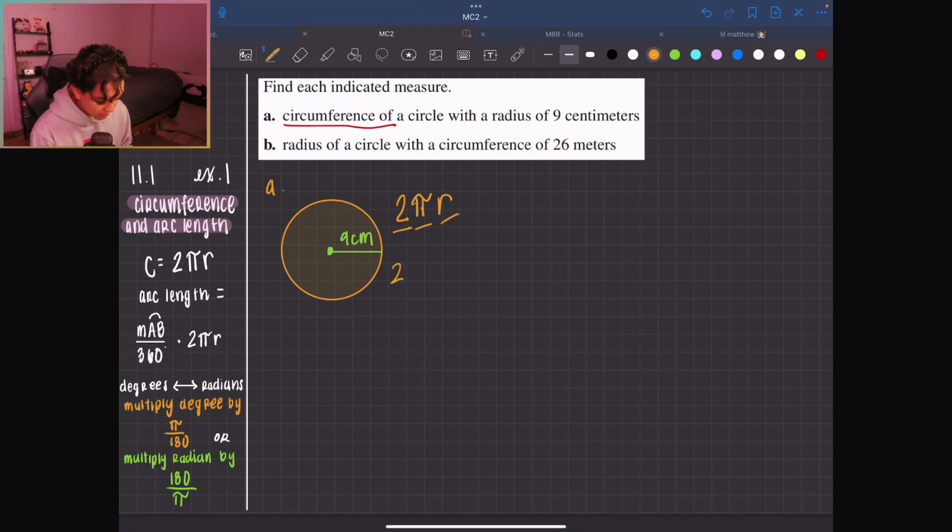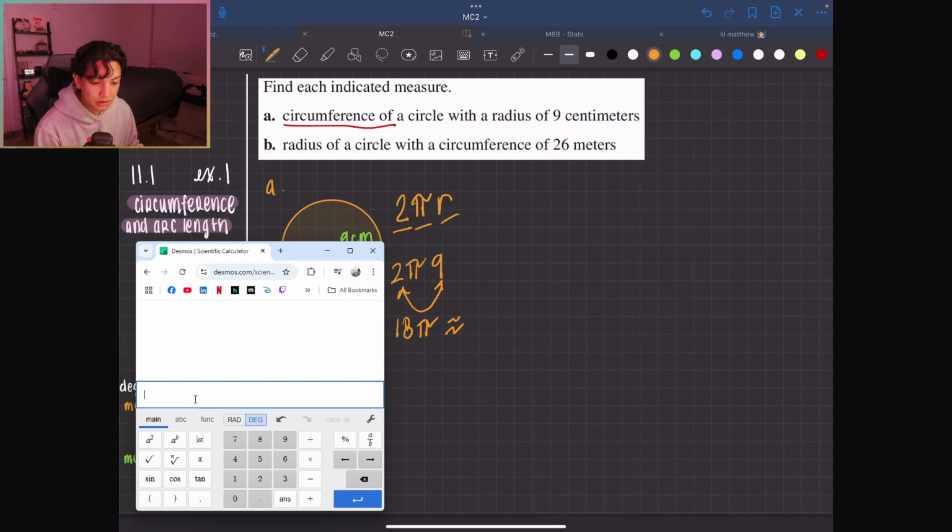So 2 pi 9, 2 times 9 is going to give us 18. So we could leave it as 18 pi, or if we want to approximate it on a calculator, 18 pi is going to approximate to 56.5486 and so on centimeters over here. Okay, cool. Let's go to B.